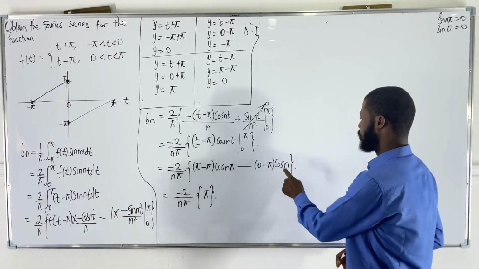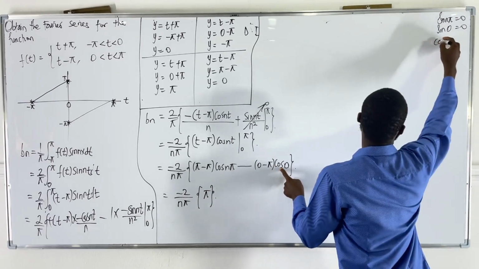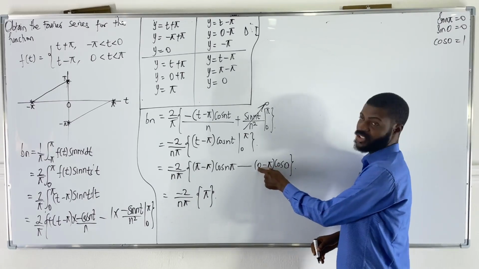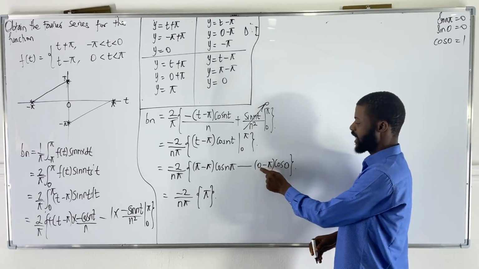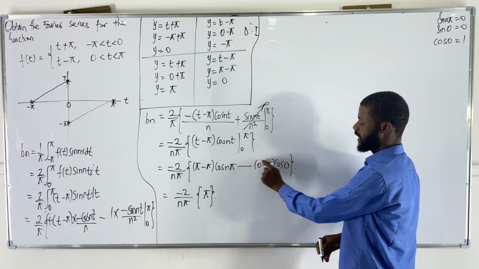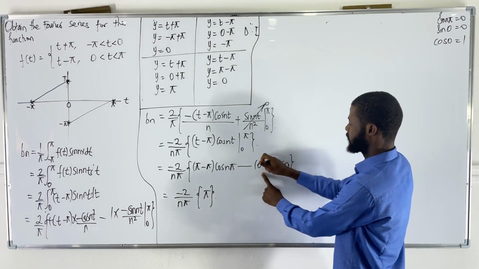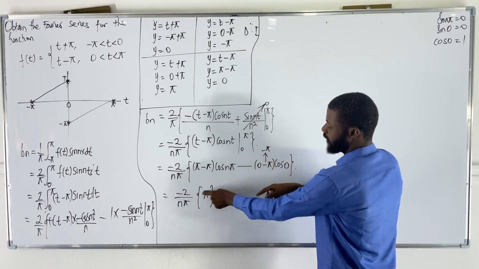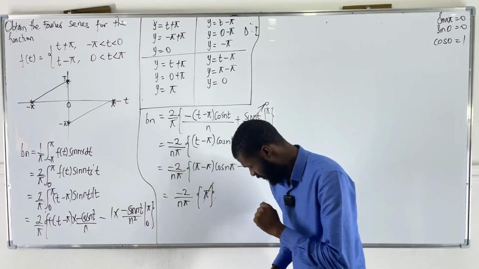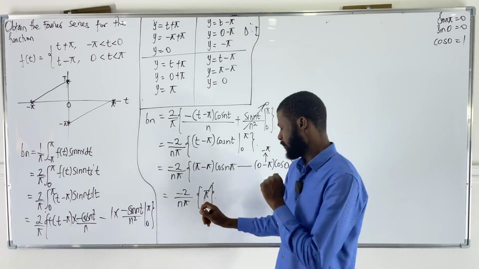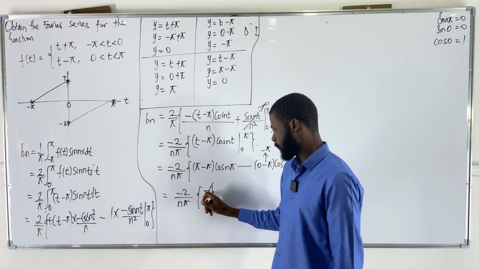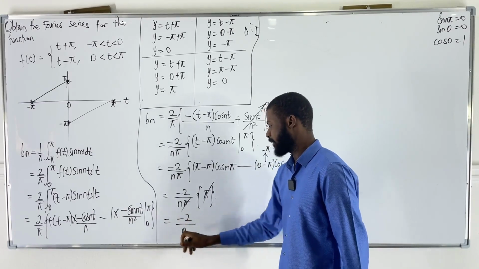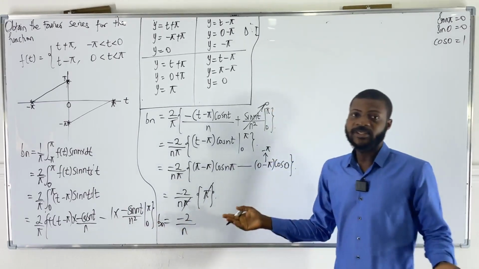Let me say it again. Cos 0 has a special value. Cos 0 is 1. So 1 times anything is what? That same thing. So that is why here, whatever you get here, this is minus pi. So minus pi times this minus will give us plus pi. That's why pi will take care of pi. So this will then become minus 2 over n. So that's b sub n.